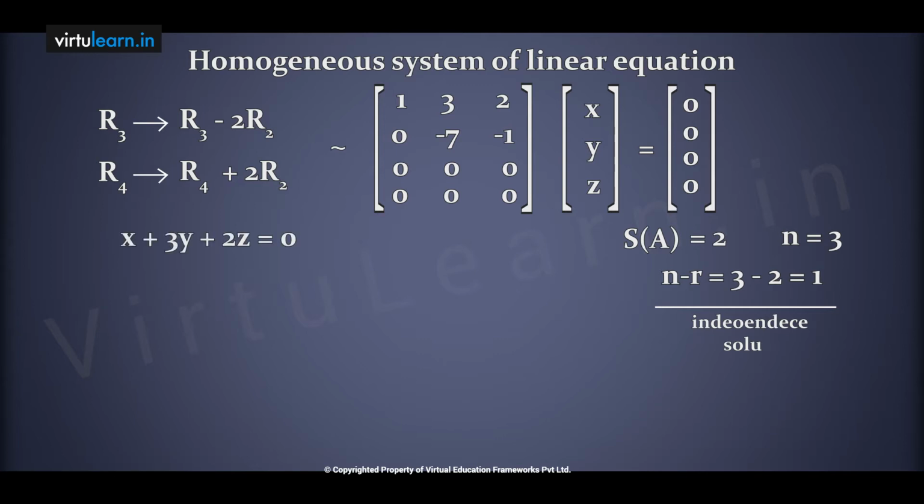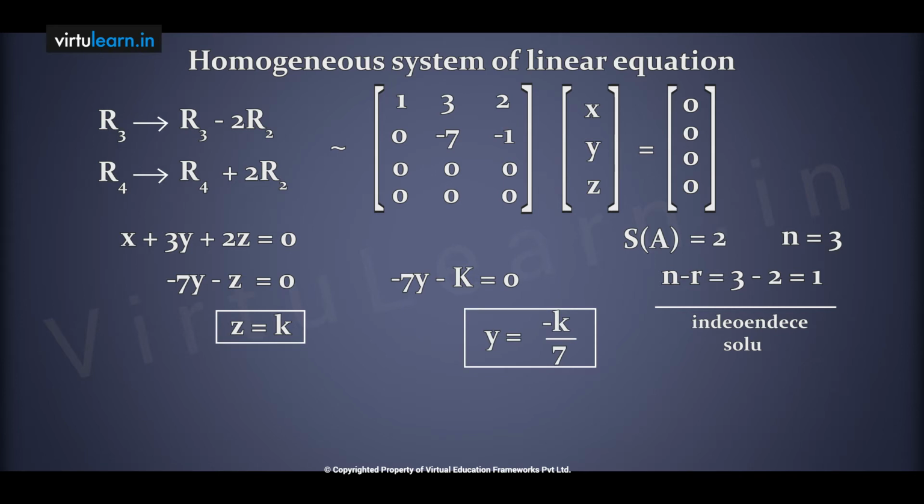Now, after converting the system into echelon form, write the equations: x plus 3y plus 2z equal to 0, minus 7y minus z equal to 0. Two equations in 3 variables. If you want to calculate the 3 variable values, then we need 3 equations, but only 2 equations are available. For that purpose, I will take z equal to k, one parameter. Substituting z equal to k in the second equation, minus 7y minus k equal to 0, so y equal to minus k by 7. Substitute z equal to k and y equal to minus k by 7 in the first equation: x minus 3k by 7 plus 2k equal to 0, so x equal to minus 11k by 7.